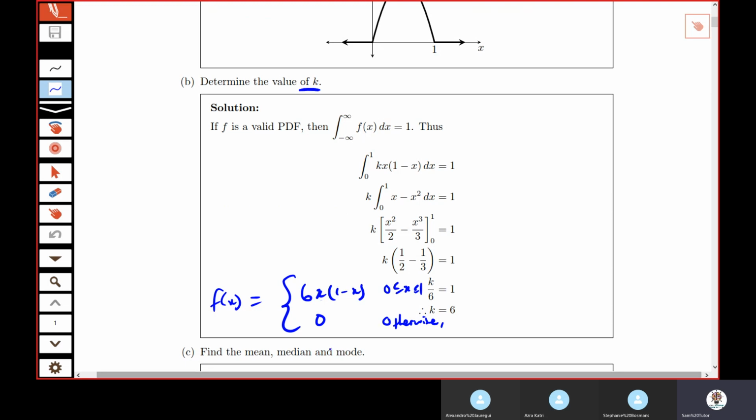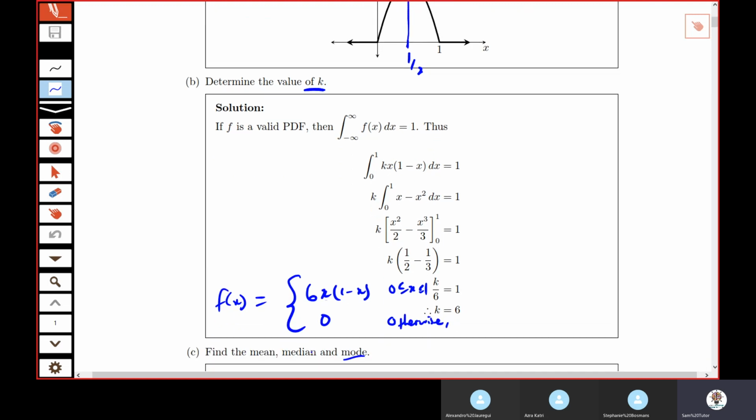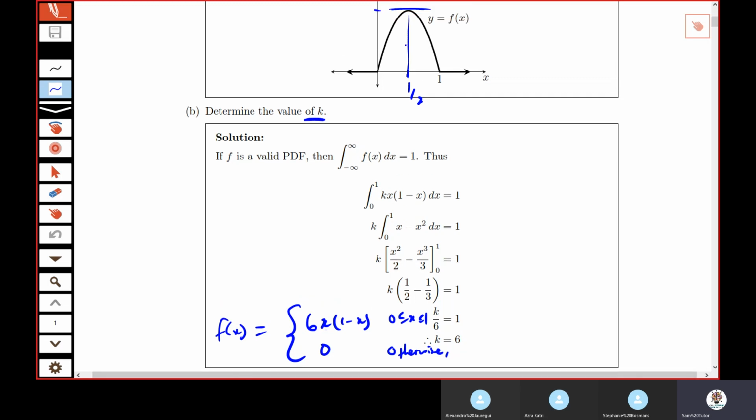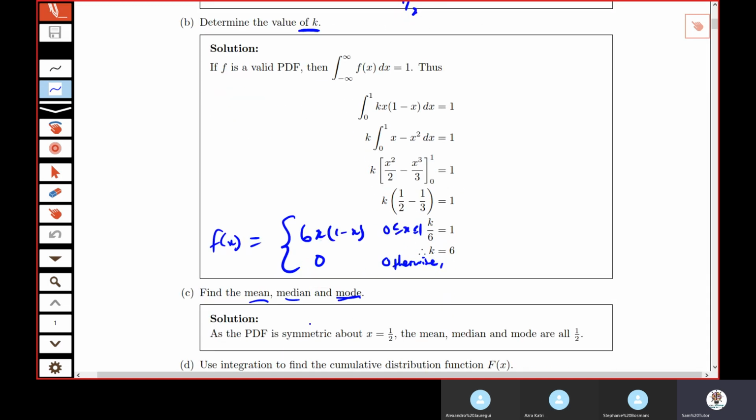Okay, mean, median, and mode. Now, mode occurs at the highest point, right? We said that. So we know definitely the mode's going to be a half. To find your median, we make the integral of f of x dx equal to a half. To find your mean, it occurs right in the middle. So in this particular question, as the PDF is symmetric about x equals a half, the mean, median, and mode are all equal to a half.